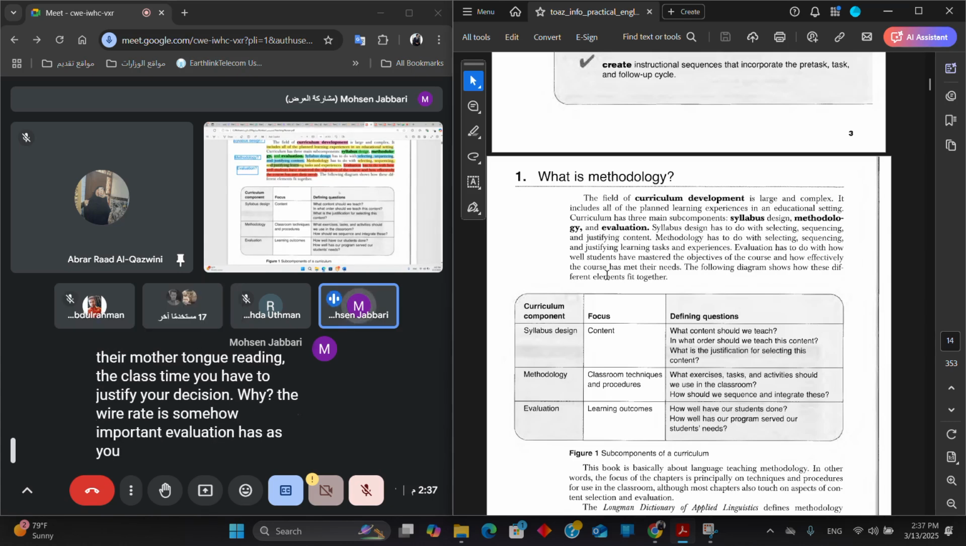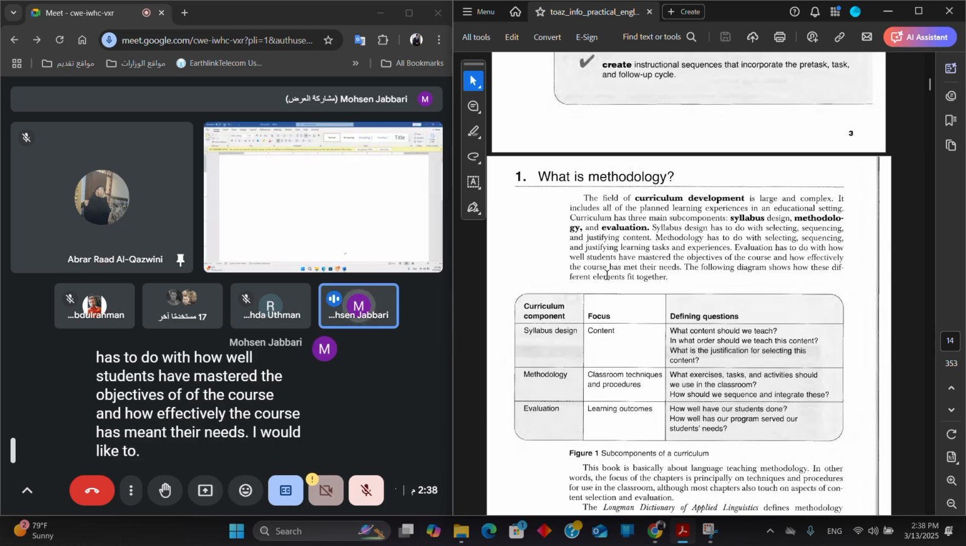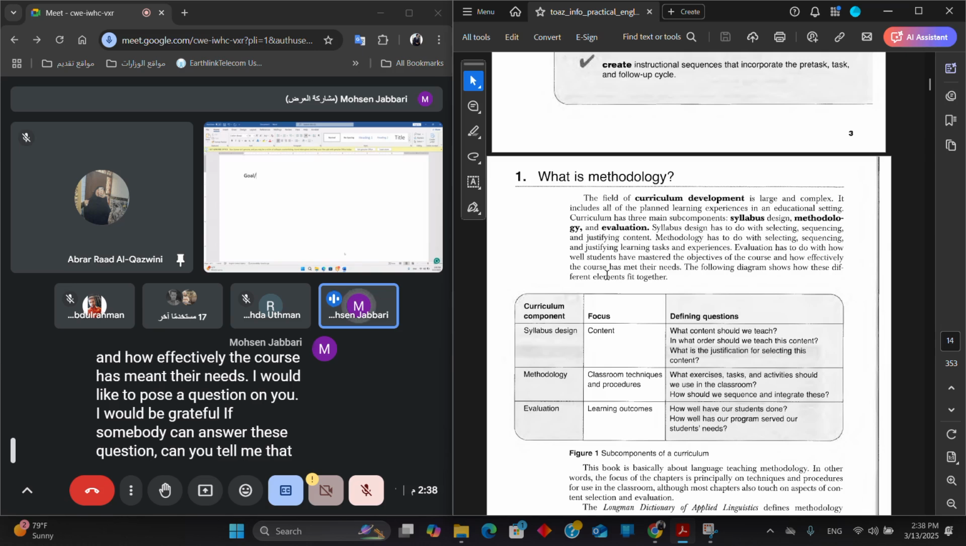Evaluation, as you know, has something to do with decision making. It has to do with how well students have mastered the objectives of the course and how effectively the course has met their needs. I would like to pose a question to you. I would be grateful if somebody can answer this question. Can you tell me the difference that exists between objectives, the word objective, and goal, in very simple English?